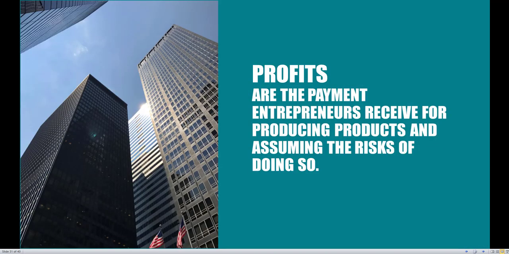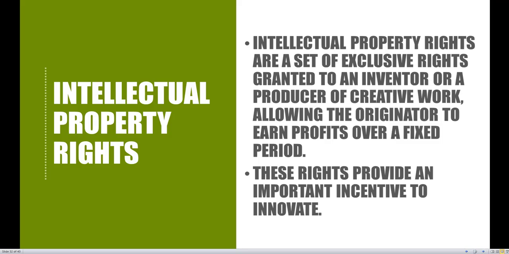This is exactly why we have a very strong legal system within the United States, and we protect our intellectual property rights. So intellectual property rights, we've hit on this a little bit in the monopoly section, are a set of exclusive rights guaranteed to an inventor or a producer of creative work, allowing whoever creates it to earn profits over a fixed period. So basically, if you come up with an original idea or original work, you are the one that should be able to profit off of it. No one can steal that idea or that work or product or invention, and profit off of it, so exploit you.